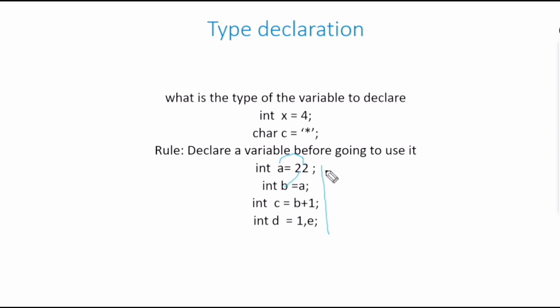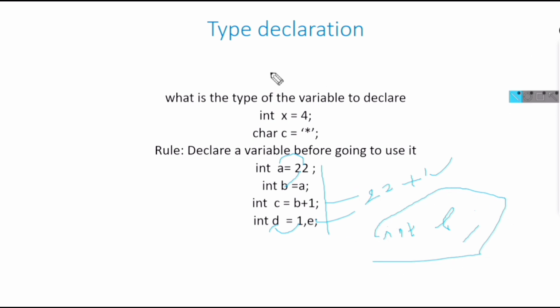So, now int a equal to 22, then b equal to a, that means b is holding 22. Then b plus 1, that means 22 plus 1, we get 23, and it will be held here. We will see how it works. Then here integer type d holding 1 and the variable declared e, it is an integer. We will see all these things practically, then we get some idea.